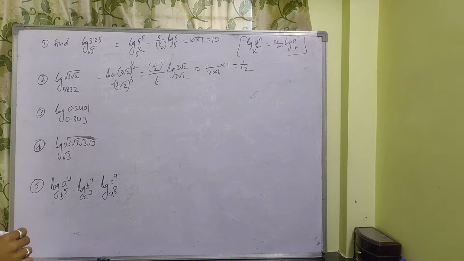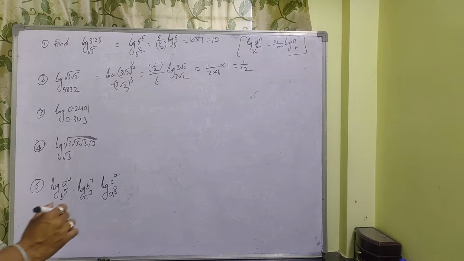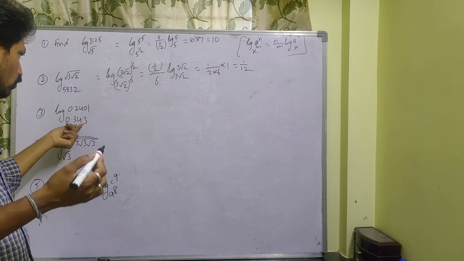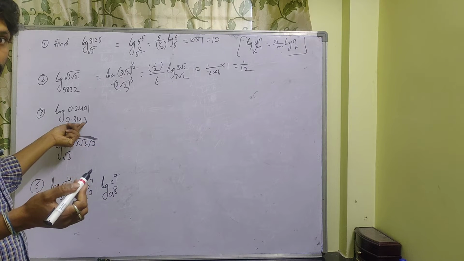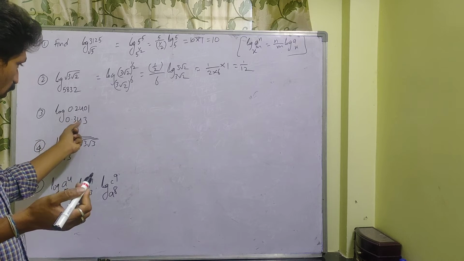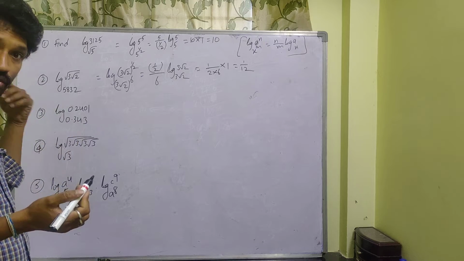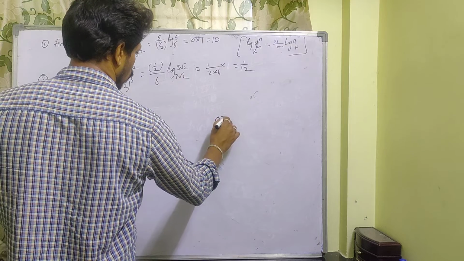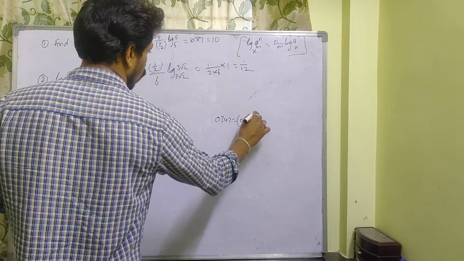Next, come to the third question: log of 0.343 base 0.2401. See, you can understand. 343 is nothing but 7 cube. Very well. So here 0.343 has 3 digits after the decimal, so we can write it as (0.7) whole cube. 0.343 is nothing but (0.7) whole cube.